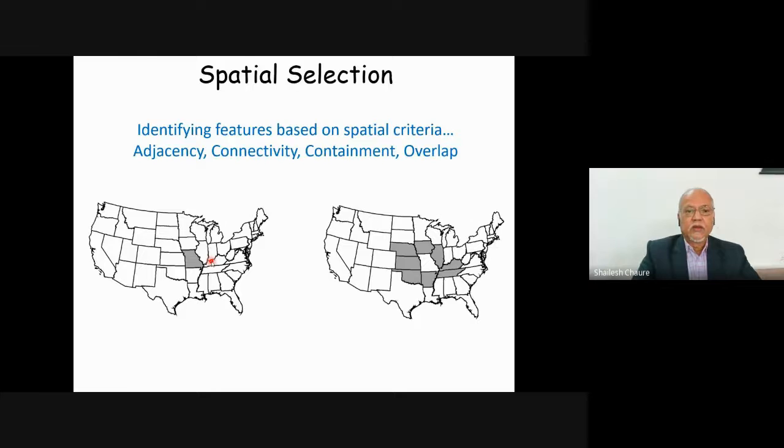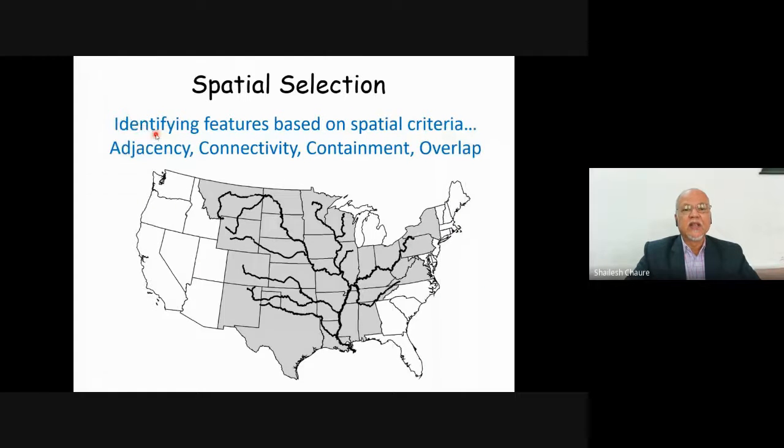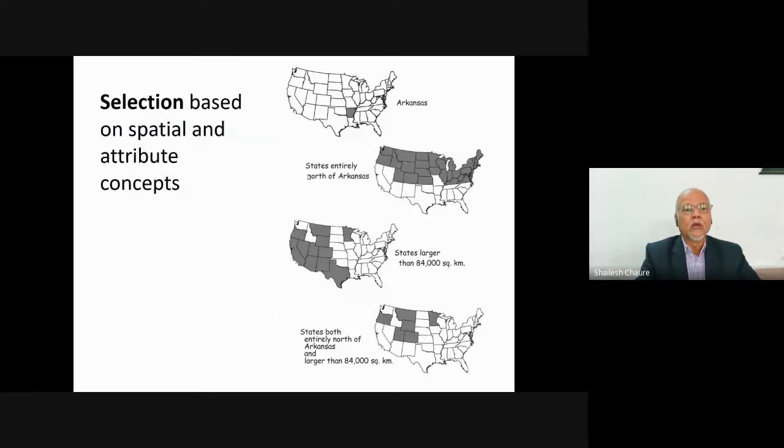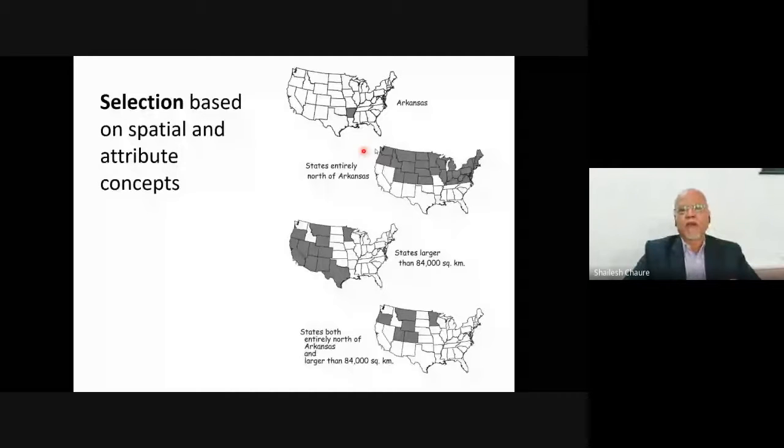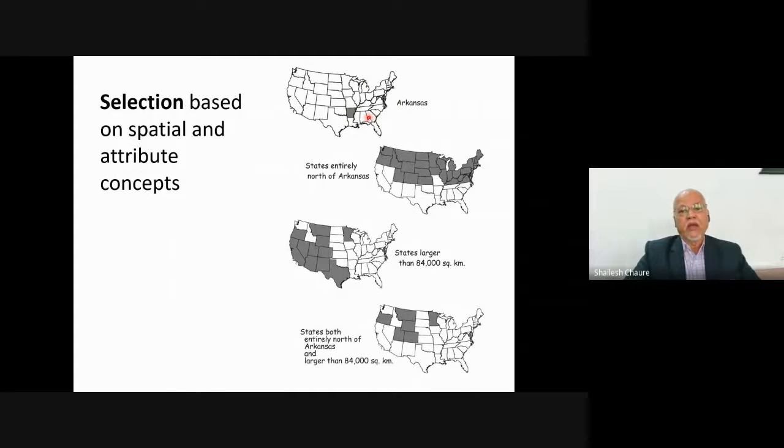Okay, so this is adjacency, connecting, containment, overlay, these kind of operations we can do. So selection based on spatial and attribute concept. Say for example, this is a part of the map of United States, and this Arkansas state is selected here, and I may have a query that I want all those states which are entirely north of Arkansas.